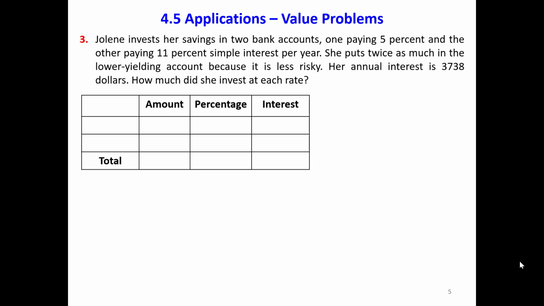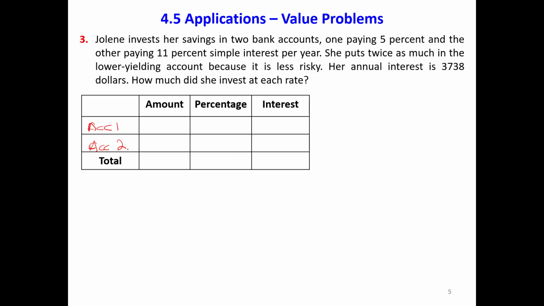In this problem, Jolene invests her savings in 2 bank accounts. One paying 5% and the other paying 11% simple interest per year. And in this case, we had 2 different accounts. Then we will write here, this is account 1, this will be account 2. One is paying 5% and the other is paying 11%.